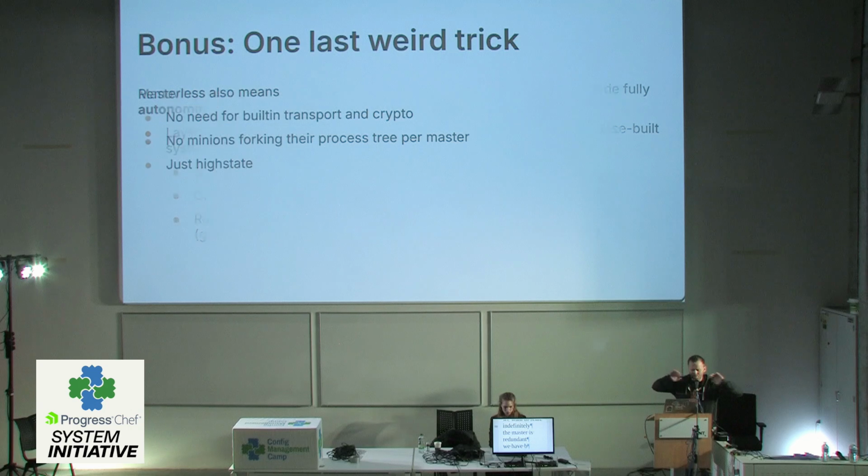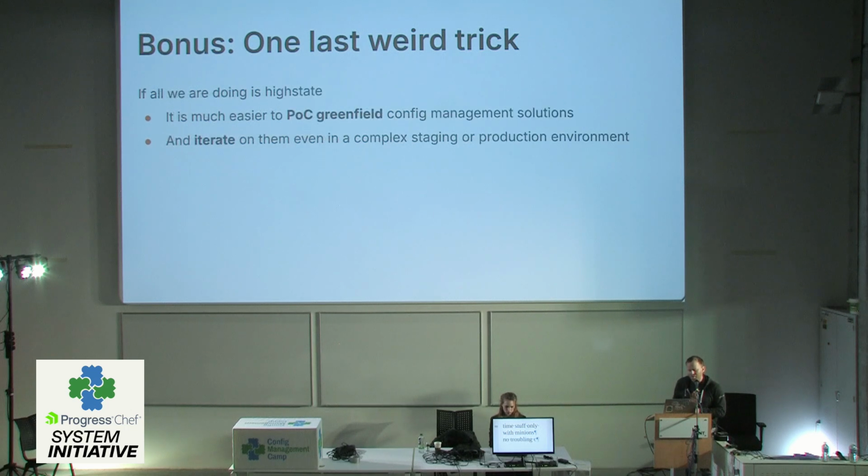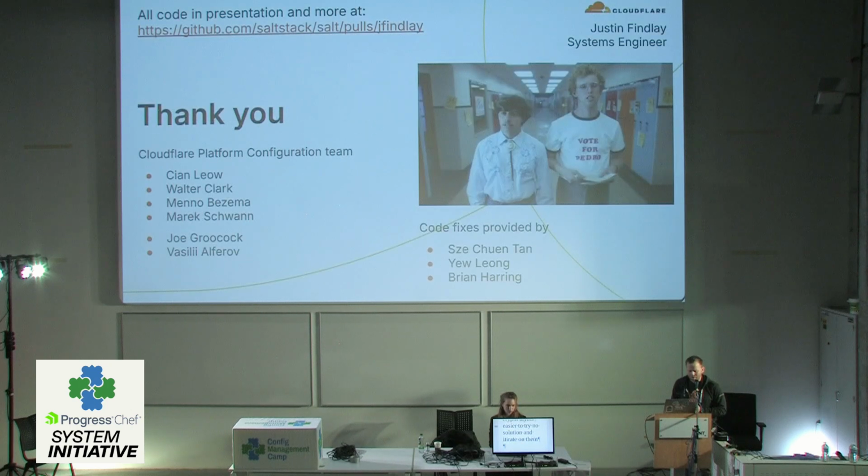So basically, if we only have minions, we can scale outward and horizontally forever. We don't have to deal with Salt's troubling transport and crypto layers. We don't have to worry about minions implementing multiprocessing wrong. It's easier to try new config management solutions and iterate on them, even in production, because the config management infrastructure itself is very simplified. It's exactly what we want.